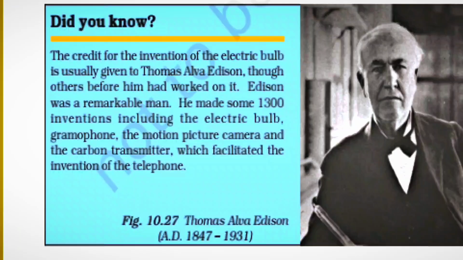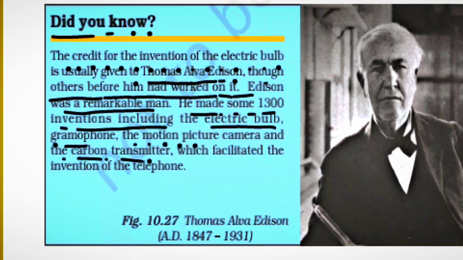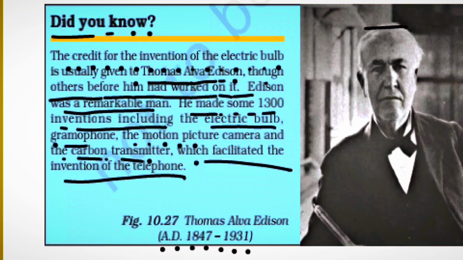Do you know the credit for the invention of the electric bulb is usually given to Thomas Alva Edison, though others before him had worked on it. Edison was a remarkable man. He made some 1300 inventions, including the electric bulb, gramophone, the motion picture camera, and the carbon transmitter, which facilitated the invention of the telephone. This is Thomas Alva Edison, AD 1847 to 1931. That's all for this chapter.